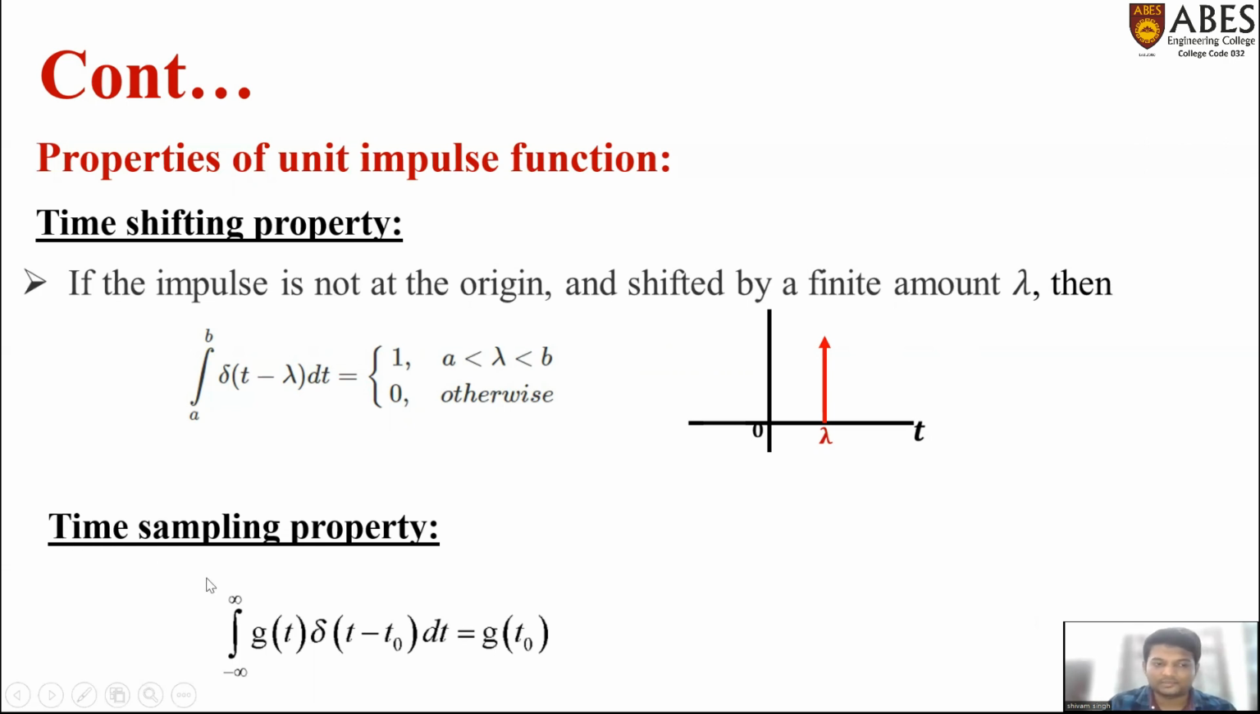The second one is the time sampling property. The time sampling property says that the integration from minus infinity to infinity of a function g of t, if you multiply it by a delta function with a time delay of t naught, then you'll get the function value by putting t naught in the original function g of t.